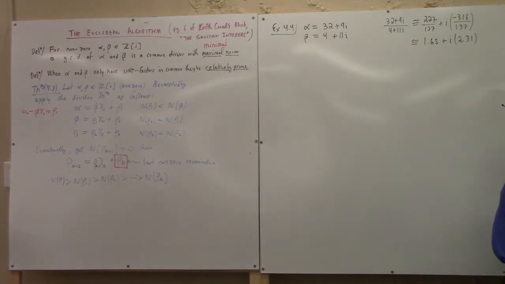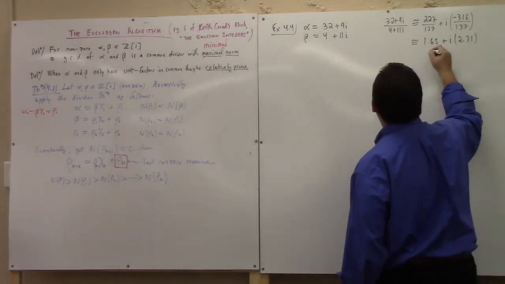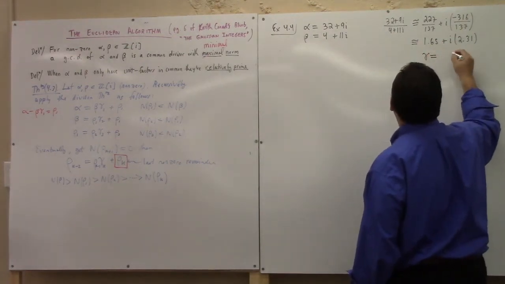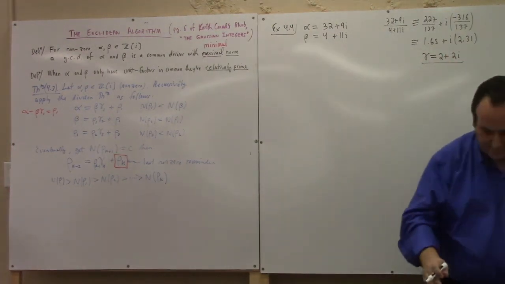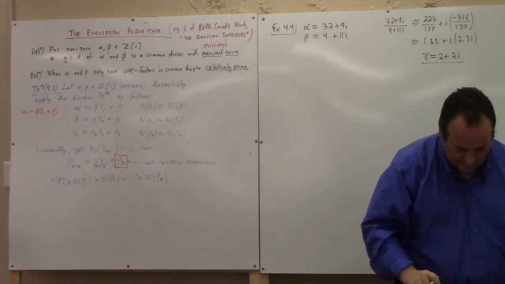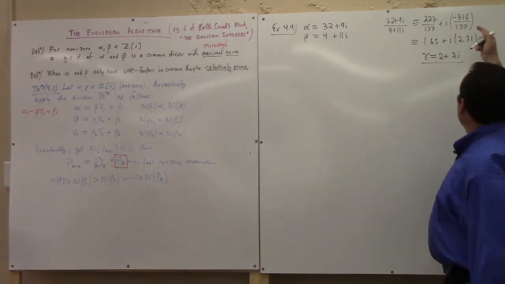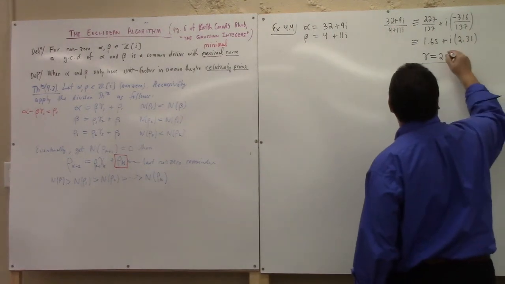All right, so that suggests to me that we should use gamma equal to, I don't know, 2 plus 2i. Is that what he uses? I'm not sure, actually. He uses 2 minus 2i. He uses a negative here.